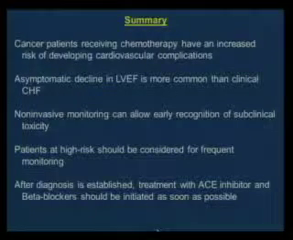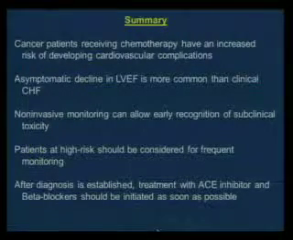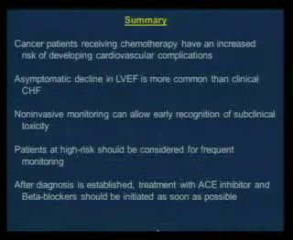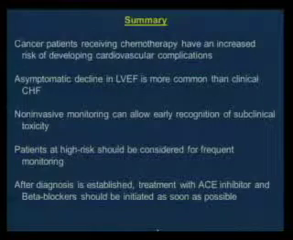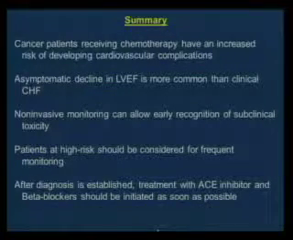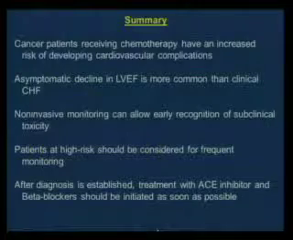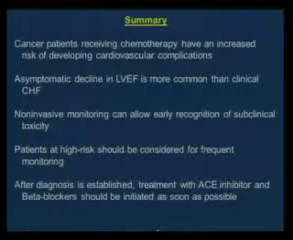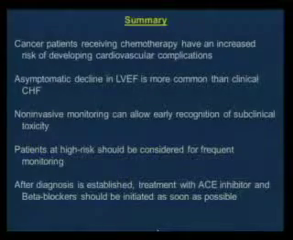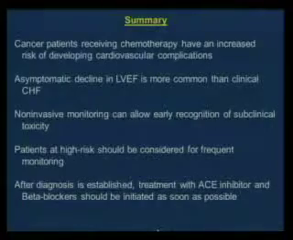Patients at high risk should be considered for frequent monitoring as we talked about. If you have no alternatives and you decide to give the drug, you need to monitor them very frequently and use all those possible cardioprotective strategies out there. After the diagnosis is established, start the treatment with vasodilator and beta blocker as quickly as possible and stop the drug. All right, I think I'll stop here. Any questions?